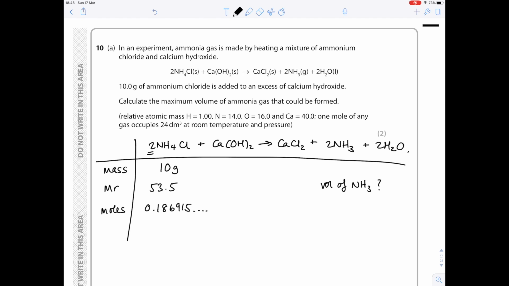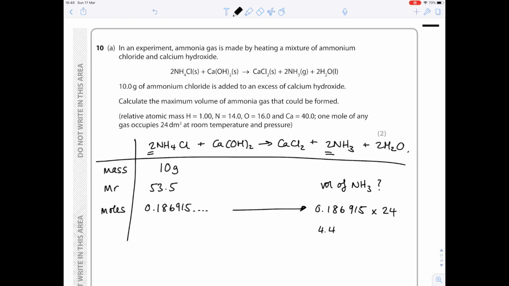Then have a look at our mole connection now. It's 2 to 2, so actually we're allowed to steal that number and say that that is actually the number of moles of ammonia. And then lastly, to work out the volume of ammonia gas, it's really straightforward. You just take that number of moles and multiply it by 24, because 1 mole of any gas occupies 24 decimeters cubed. So that's why you're allowed to do that. You must remember that number, it's really key.